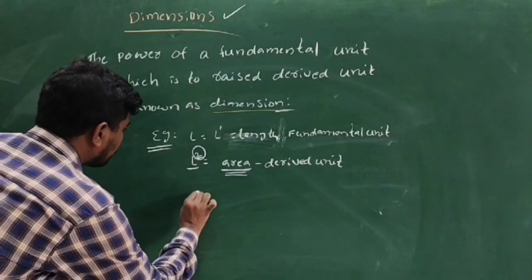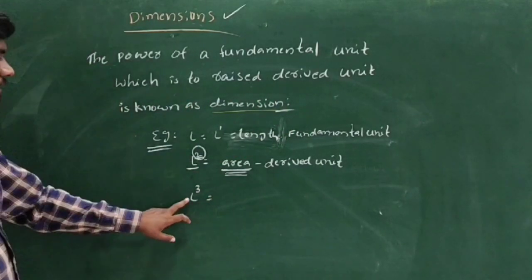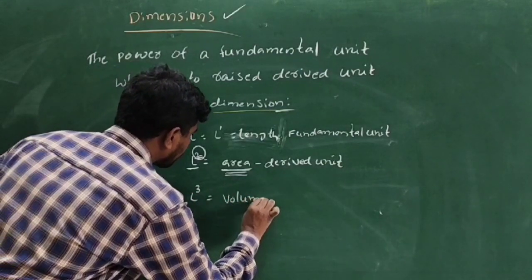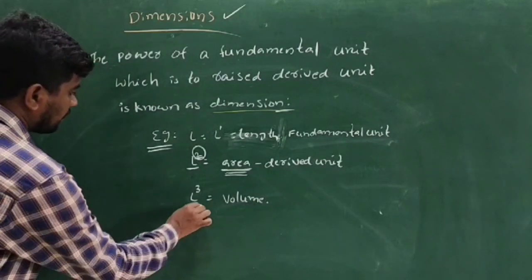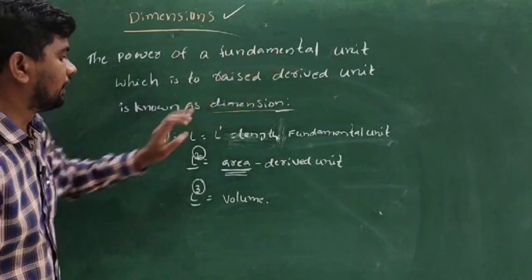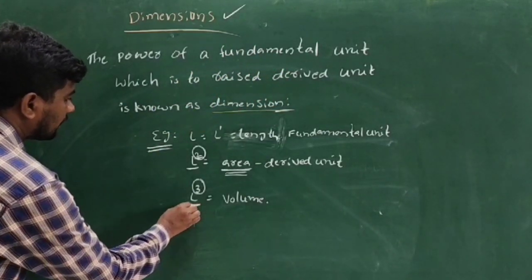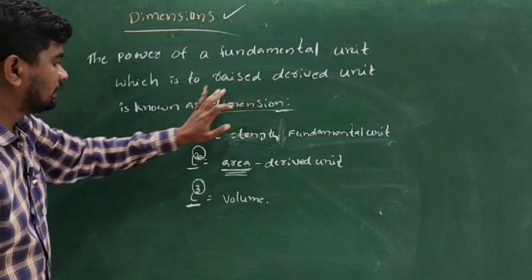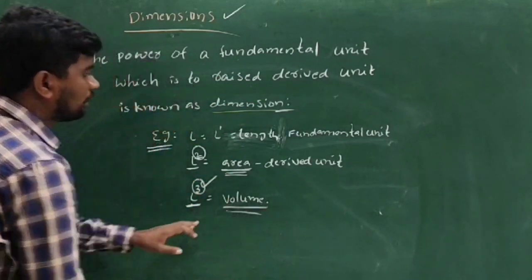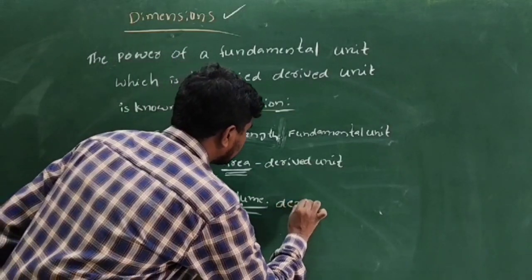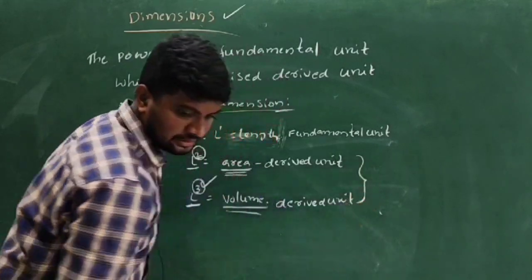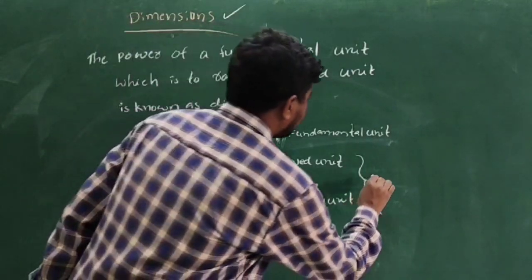Another example: the length raised to 3, L cube, is the volume. The power is raised to L cube. L is the fundamental unit which is raised to L cube, giving the derived unit. Volume is a derived unit. This is known as dimension.